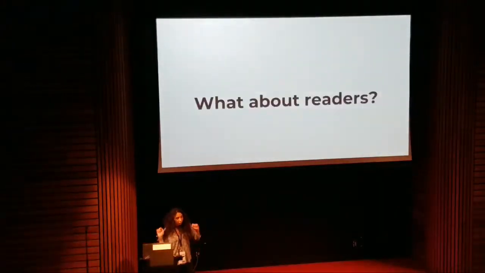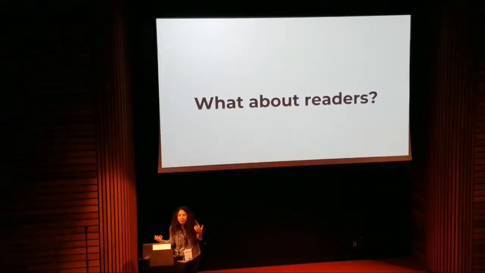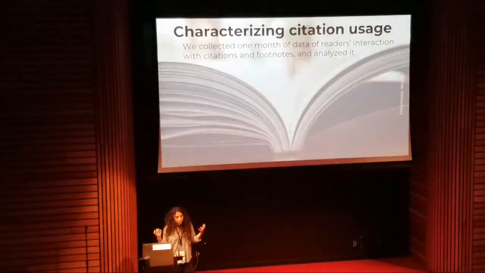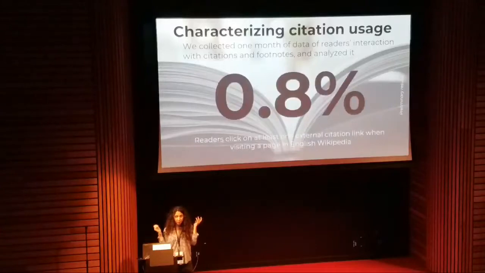So we talked so far about citations from an editor perspective, but what about the other side of Wikipedia? Do readers care about citations? To answer this question, we did an experiment where we instrumented English Wikipedia for 1 week to record readers' interaction with citations. These are very preliminary results because this is just 1 week of data, but what we found is that only 1 out of 100 users tend to click on a citation when reading a Wikipedia page. I don't know whether this is a high or low percentage.